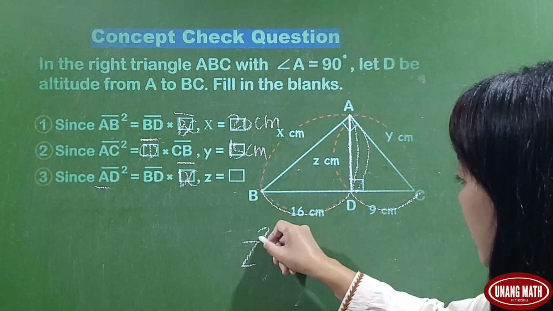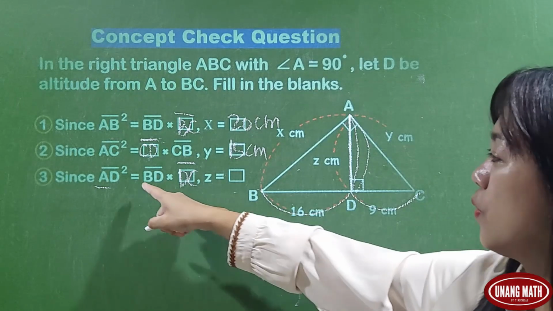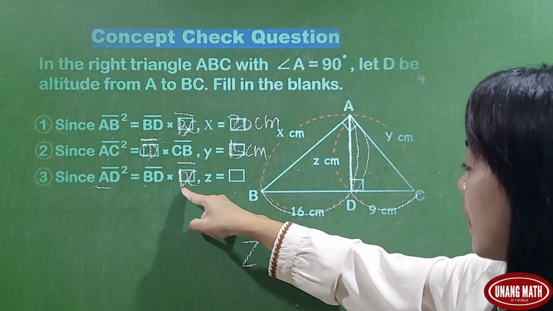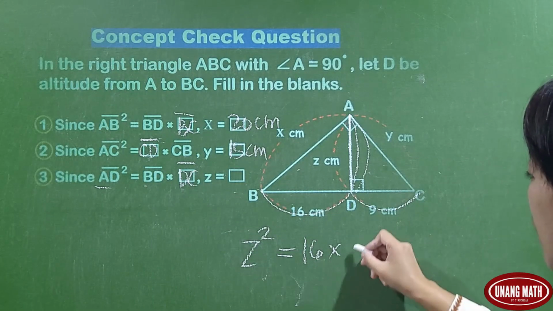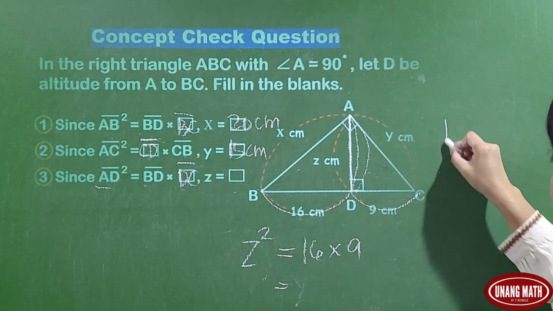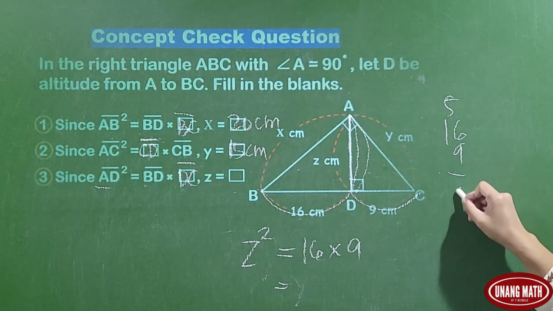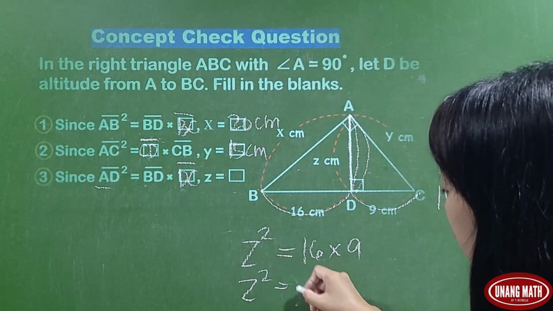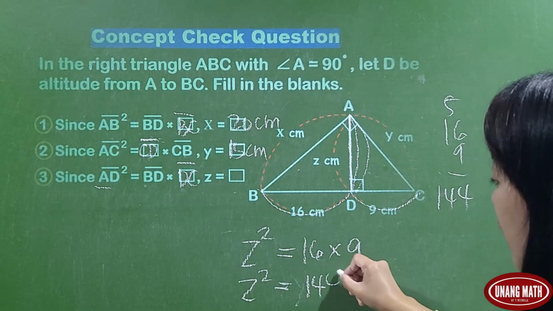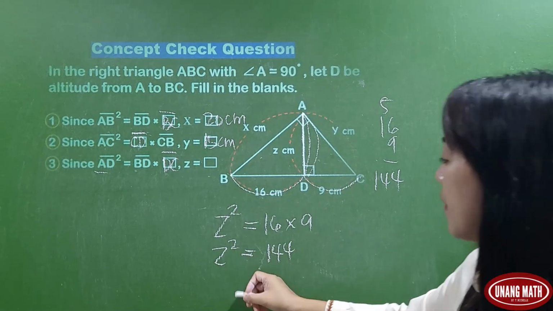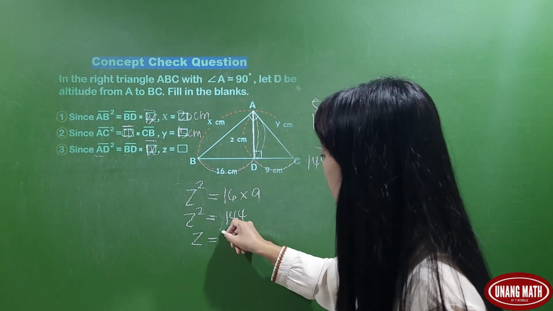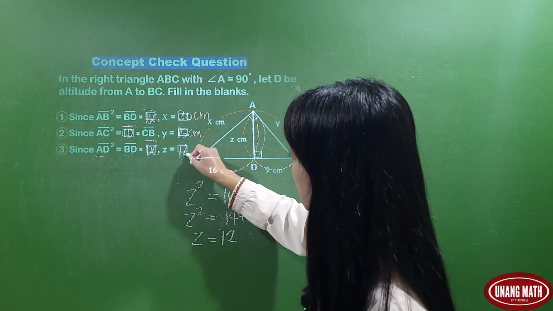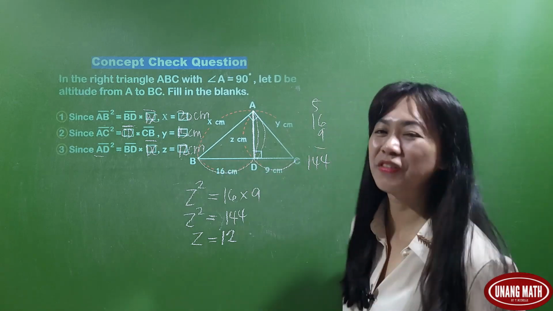So we have z squared is equal to BD, which is 16 centimeters, times DC, which is equal to 9 centimeters. So 16 times 9, this is now 144. So z squared is equal to 144. So that means z is equal to 12 centimeters. So z is 12 centimeters.